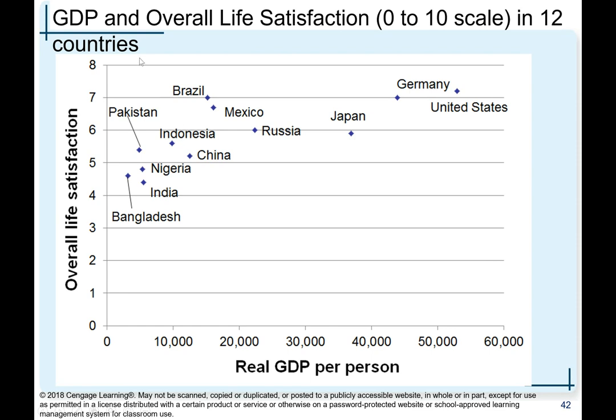GDP and overall life satisfaction. You ask the ordinary person on the street how satisfied they are with their life in their country, and you'll find that most people in Japan, Germany, and the United States are generally very satisfied with their lives on a 0 to 10 measure. United States about 7 or 8, and Japan is just as high. You ask an average person in India or Bangladesh how satisfied they are with their lives, about 5 or 6. India, Bangladesh, and Nigeria.